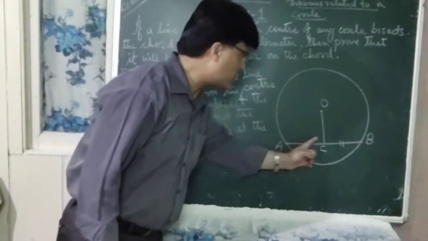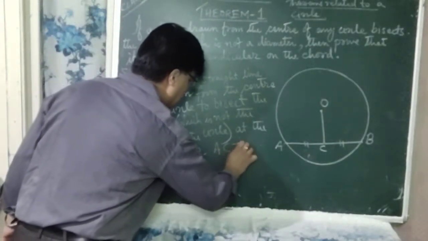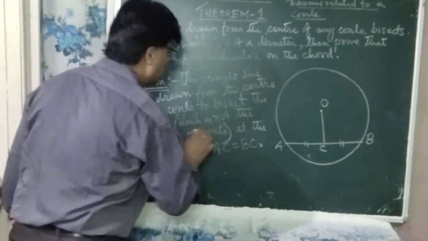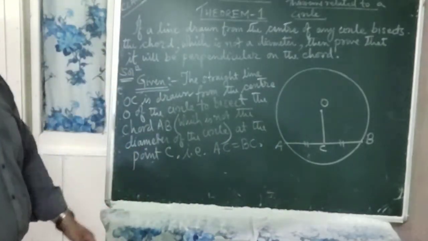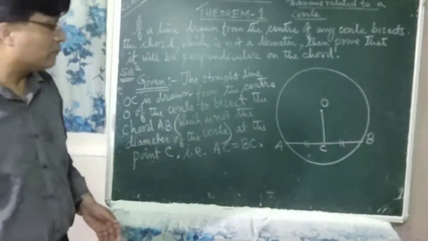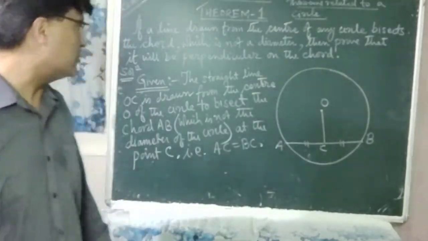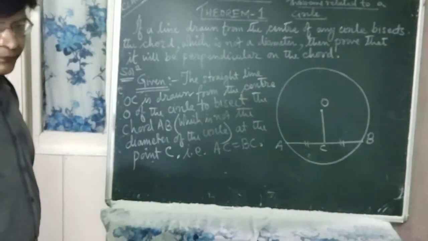If C is the midpoint of AB, what can you write? AC is equal to BC. So this is AC is equal to BC. So this is given. The straight line OC drawn from the center O of the circle bisects the chord AB at the point C. That is AC is equal to BC. So this is given. Okay.